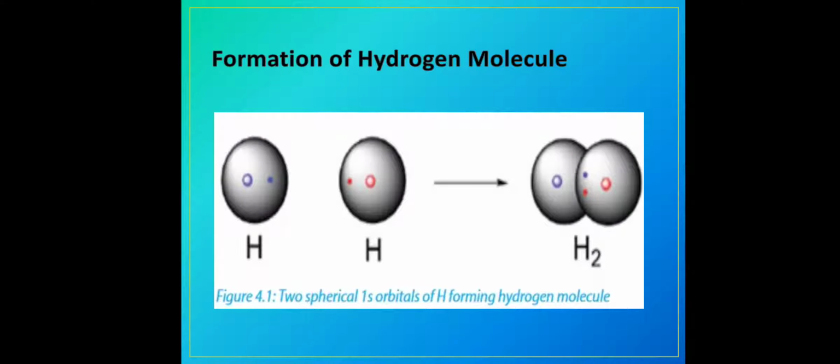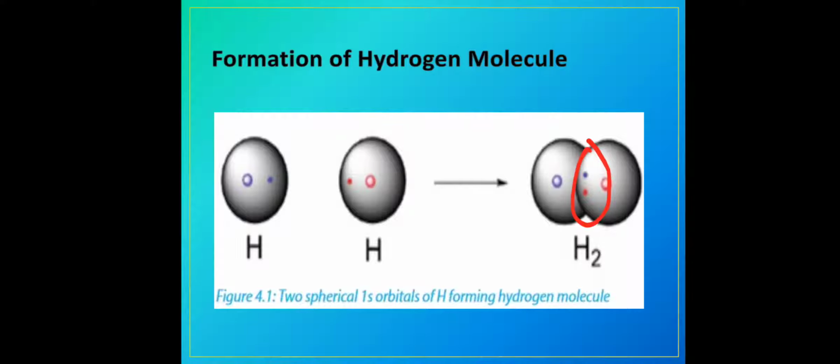Let's see the formation of a hydrogen molecule. So how is a hydrogen molecule formed? A hydrogen atom, as we know, consists of 1 proton and 1 electron. And so 2 hydrogen atoms combine to give us a hydrogen molecule. So what happens in this combination? We see that the electron from each hydrogen is shared.